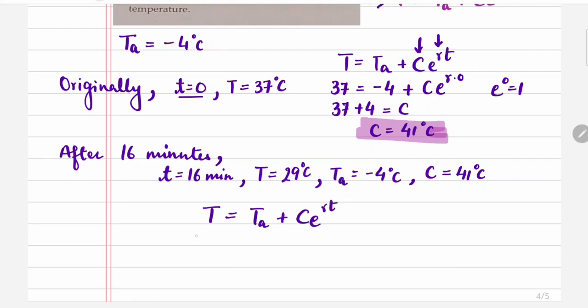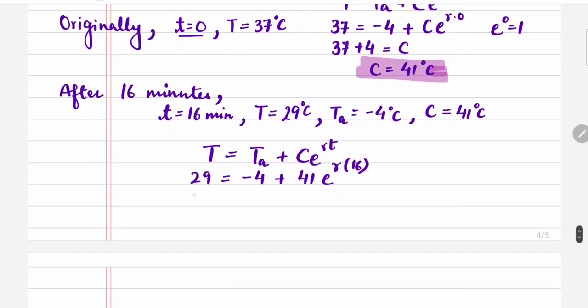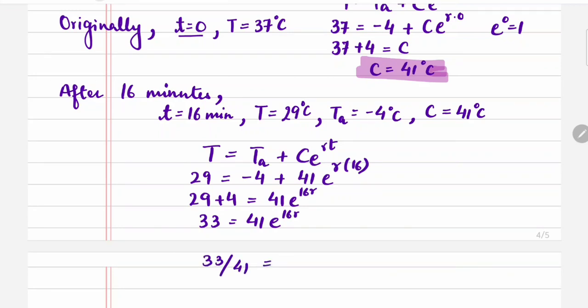T is 29, TA is minus 4, plus C is 41, e to the power of r, which we don't know, times t, and we know t is 16. So this will now give us 29 plus 4 equals 41e^(16r). So that is 33 equals 41e^(16r). So 33 over 41 equals e to the power of 16r.